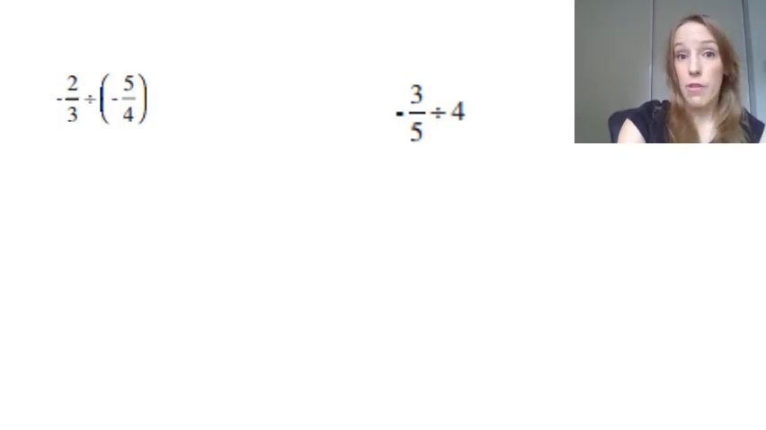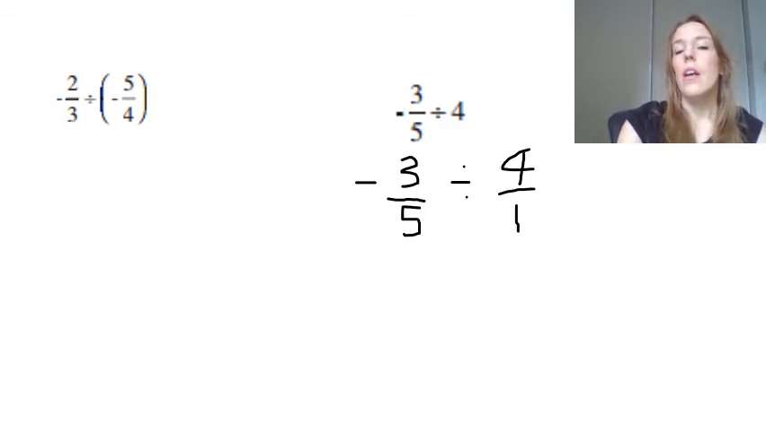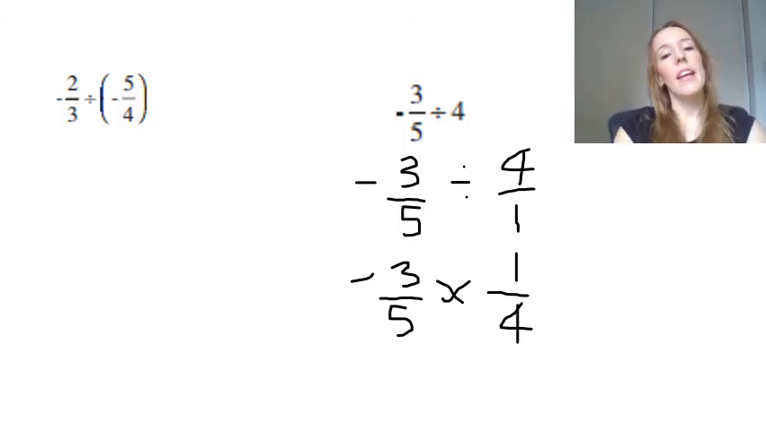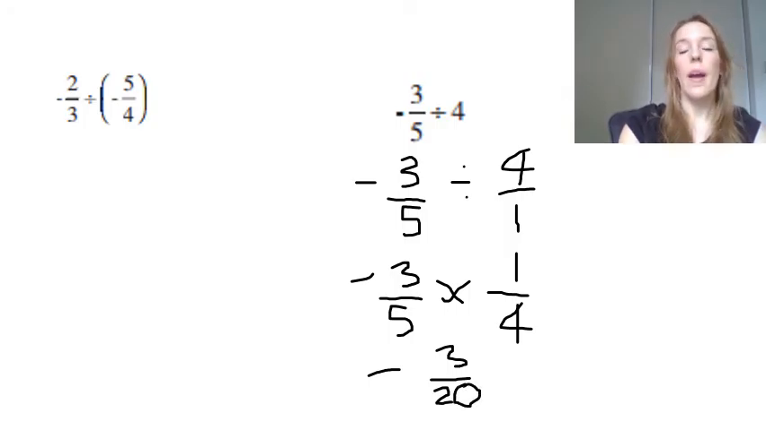So I would rewrite this for a start. So you've got negative 3/5 divided by 4/1. Okay, so from there we know how to do our division. Our second fraction, we actually do the inverse of it and we change it to multiplication. A negative times a positive will give us a negative answer, so it's going to be negative. 3 times 1 is 3. And 5 times 4 is 20. So our answer will be negative 3/20.